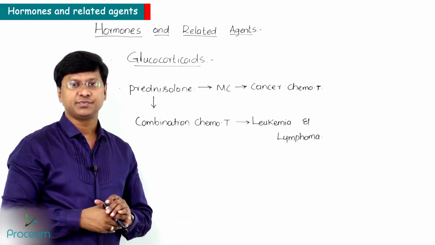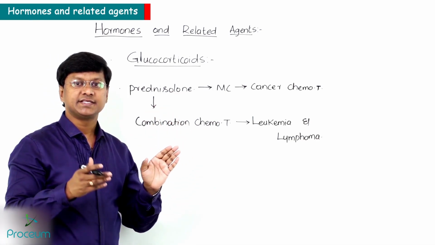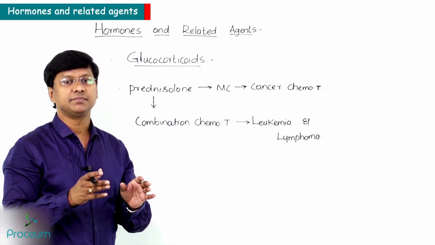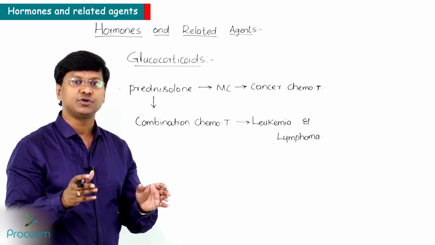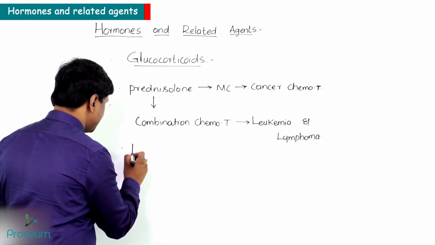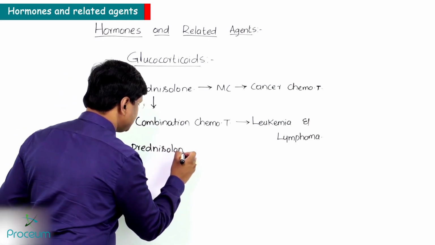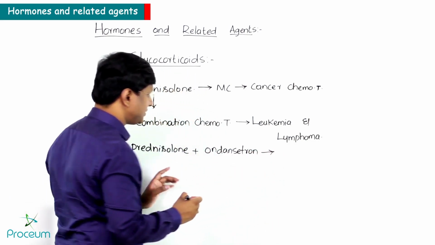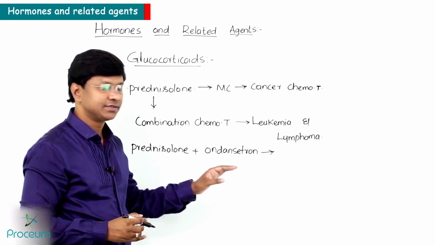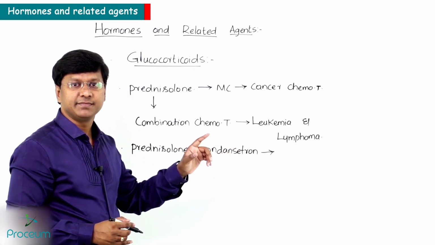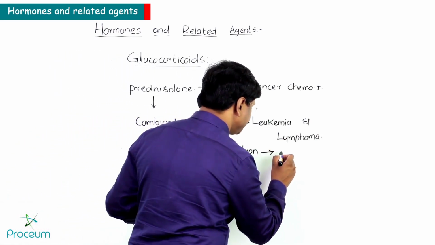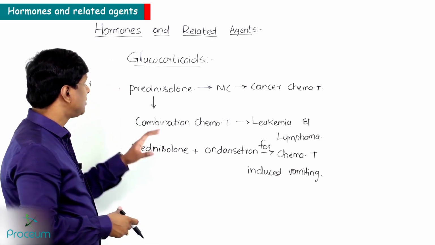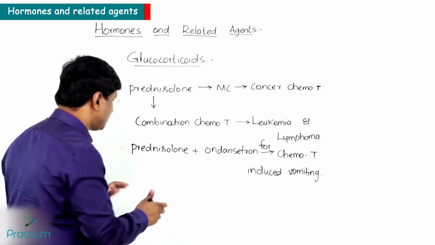Next, another important point is that prednisolone is also combined with ondansetron. Ondansetron is an anti-emetic drug. It is combined with ondansetron for the management of chemotherapy-induced vomiting.